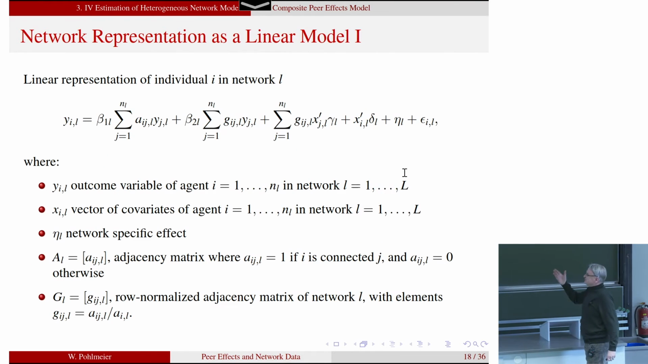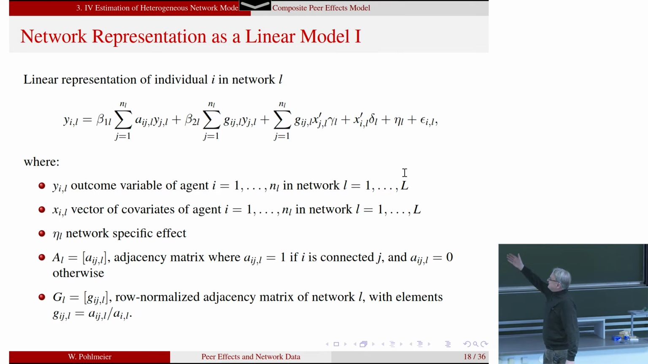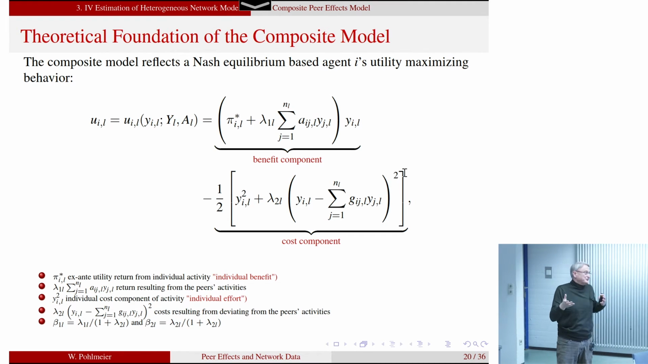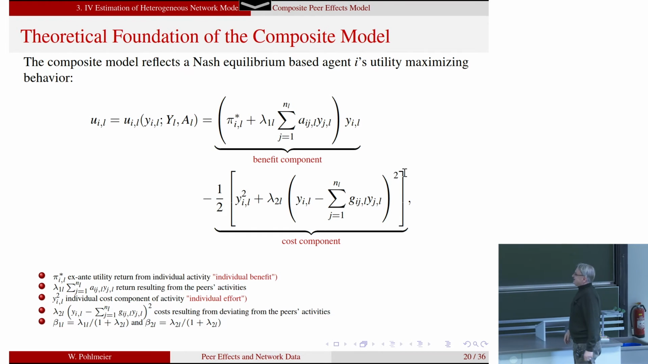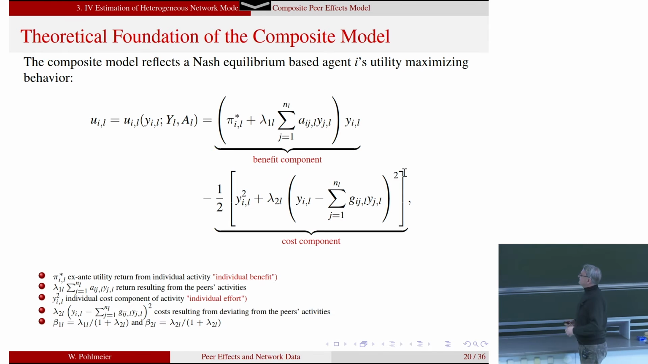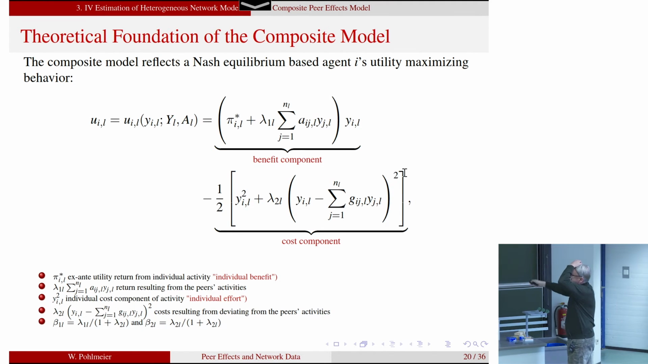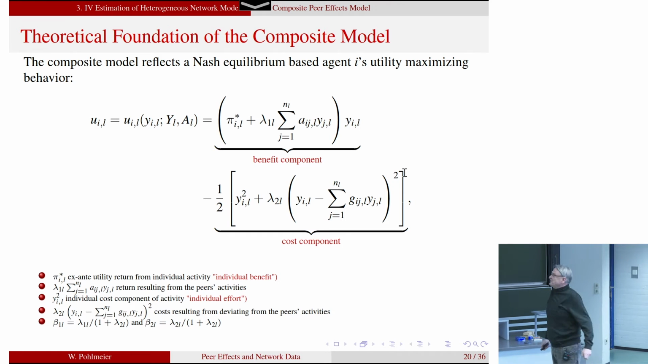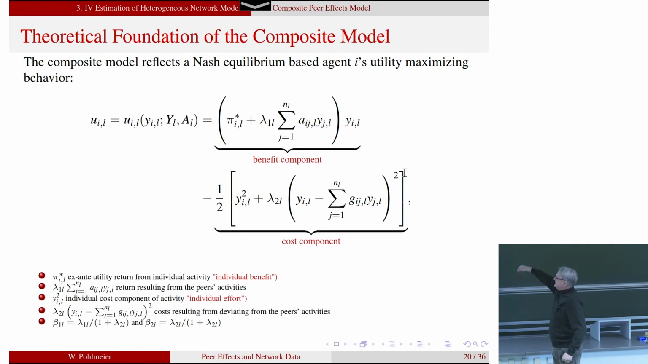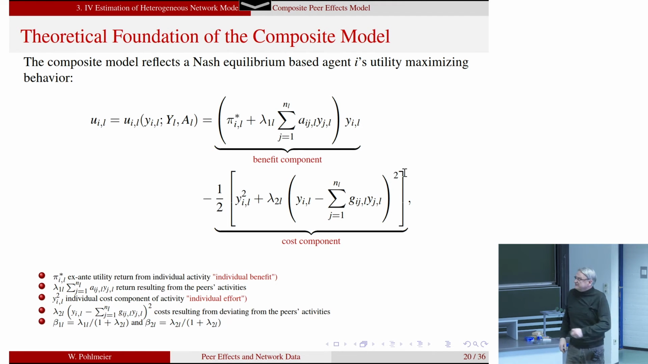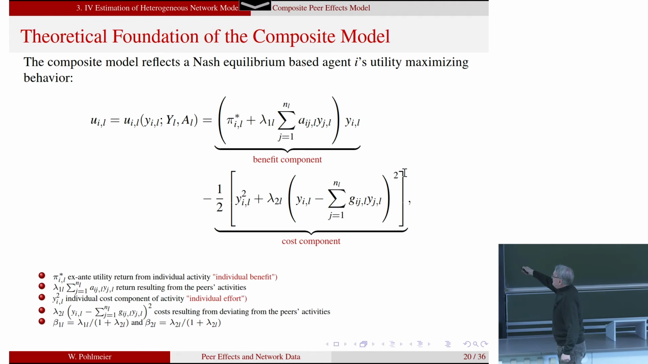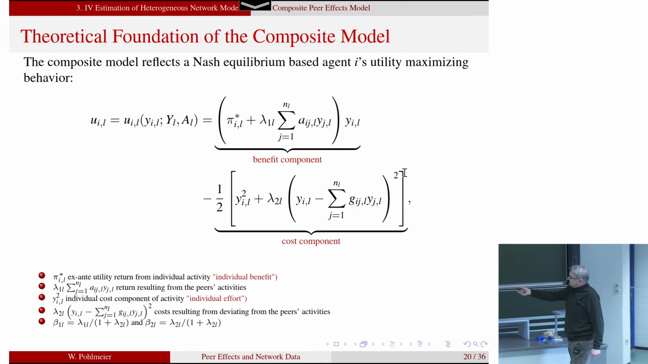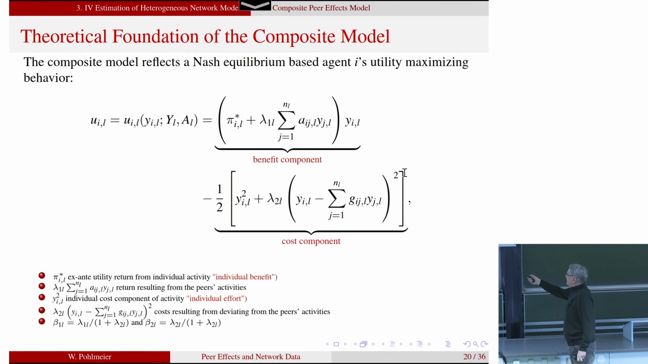But the theoretical foundation could be given by a game theoretic model. Here, you have a utility function that measures the utility of some action in y. And there are two components, a benefit component. Yeah, so the benefit depends on this action of individual i in network l, but also on the activities of the other people in the network. Yeah? And there's a cost component. Doing that activity also has costs, and these costs are driven by your own activity, but also from the activities of the other actors. However, if you see here, it's the difference between your activity and the activity of the others. This is kind of norm behavior.